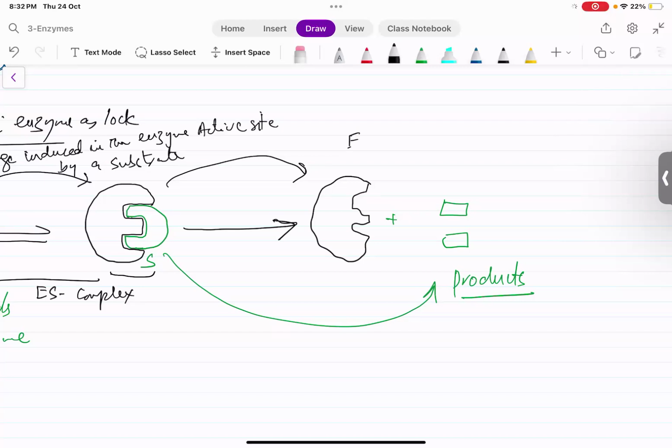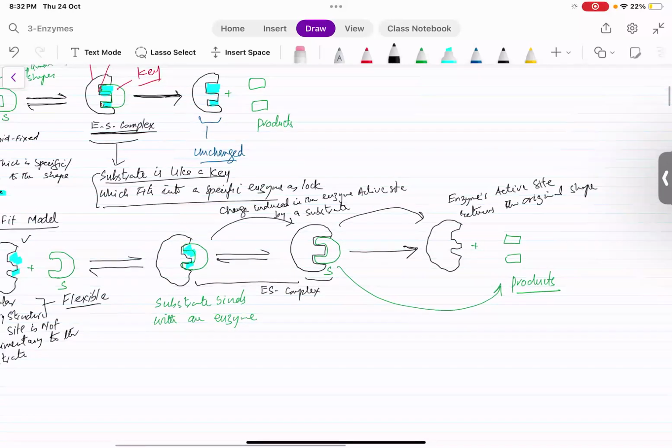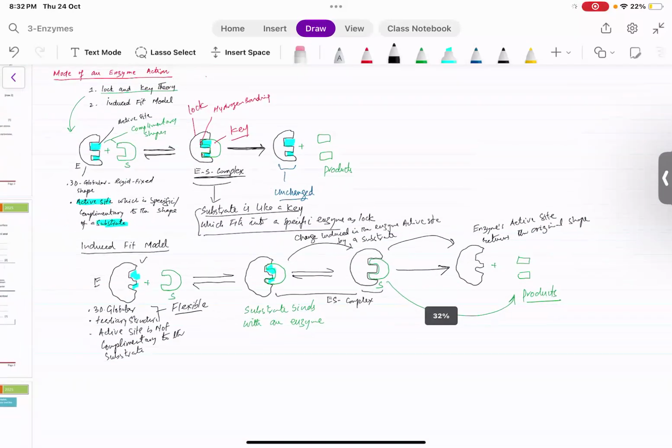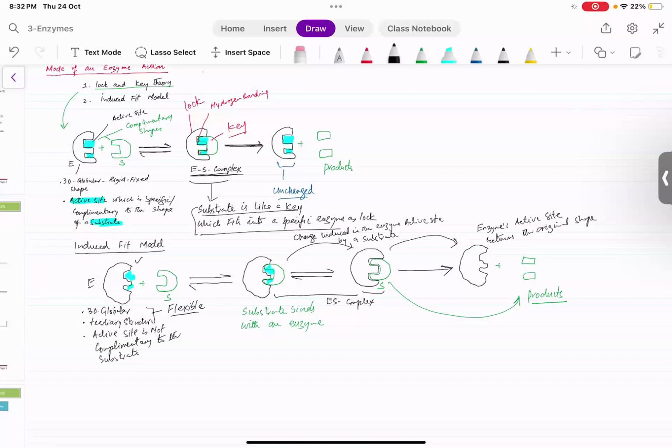So the enzyme active site returns to the original shape as it was in the beginning. So that's why we say that the enzymes are unchanged at the end of a reaction, but during a chemical reaction, they can change their active site or the shape of an active site according to the induced fit model.